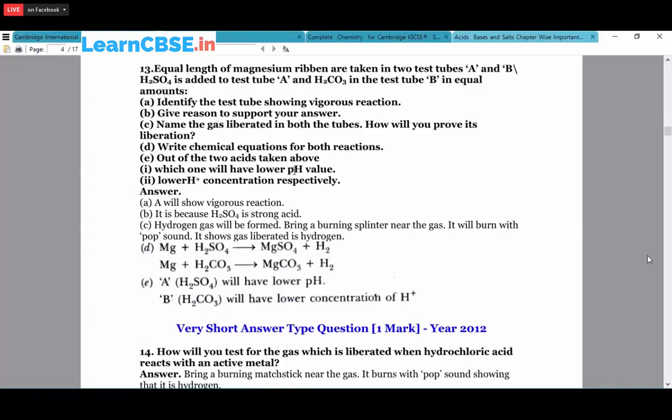Out of the two acids taken above, which one will have the lower pH value? Definitely A has the lower pH value because it has very strong H plus ions, so the pH is around 1 to 2. H2CO3 will have a lower concentration of H plus because it is a weak acid, so it will not dissociate strongly. So it has very few H plus ions.